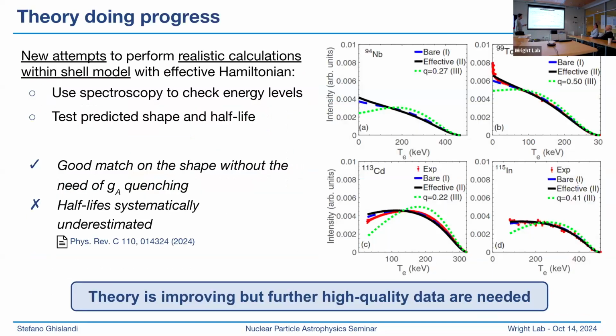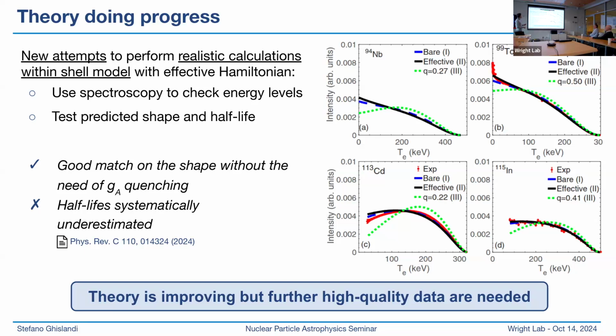And this actually happened a few months ago. There is a group that was trying, with an effective Hamiltonian within the shell model, to improve the description of this decay. And since they're using an effective Hamiltonian and introducing all the correlations between the parameters, they're not really expecting a quenching of gA, which I remind you is a phenomenological effect.